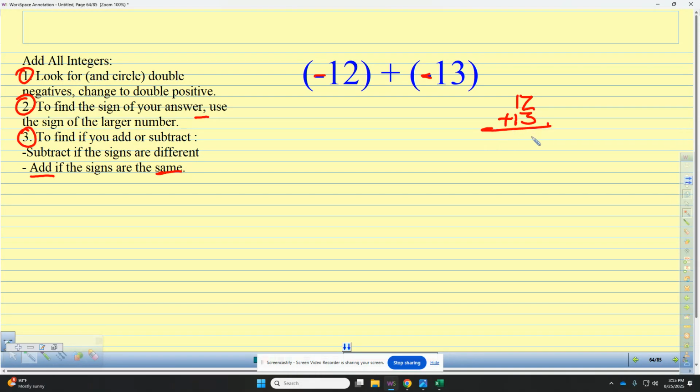That means we add. So we do 12 plus 13. 2 plus 3 is 5. 1 plus 1 is 2. We said our answer was going to be a negative, so we end up with a negative 25. Okay. Some of you might be thinking, but Mr. Gore, they're both negative, we should get a positive answer. You're confusing multiplication rules, so we'll get to multiplication here in a few days.